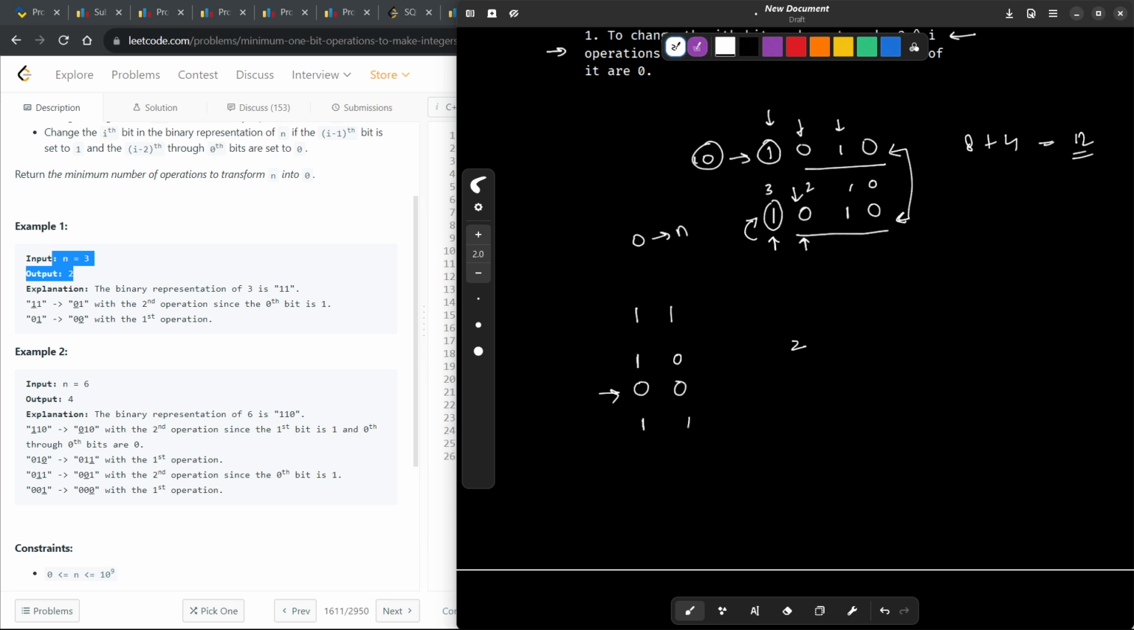So this will become 1 and this will become 1. Now this has become similar. So 2 will be the only number of operations that I need. Let us consider 6. So it is going to be 1, 1, 0. This is the 0th bit, first bit, second bit. Initially all of them are 0.